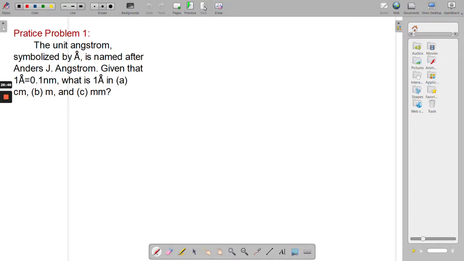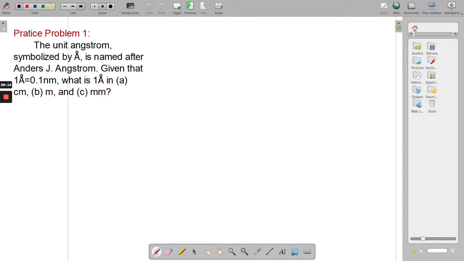So practice problem number 1. The unit angstrom, symbolized by this unit right here, is named after Anders J. Angstrom. Given that 1 angstrom is equal to 0.1 nanometers, what is 1 angstrom in centimeters, meters, and millimeters?